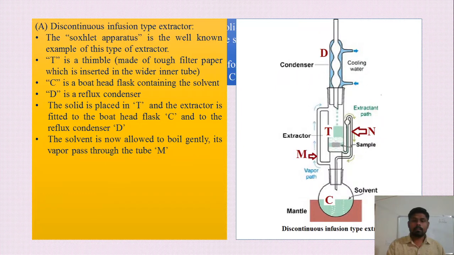Then this liquid, in the form of droplets. Look at here. These drops are of your solvent. These droplets are then falling down and fall onto the substance that is kept on a thimble.